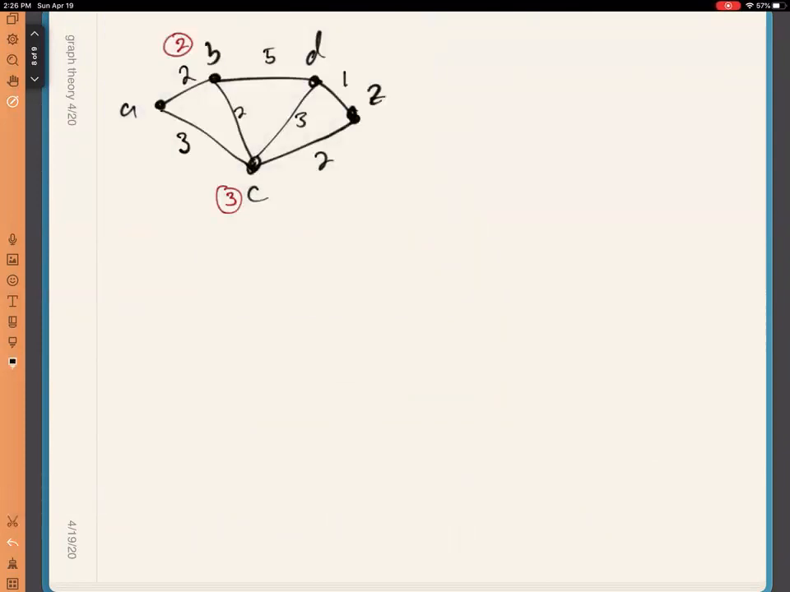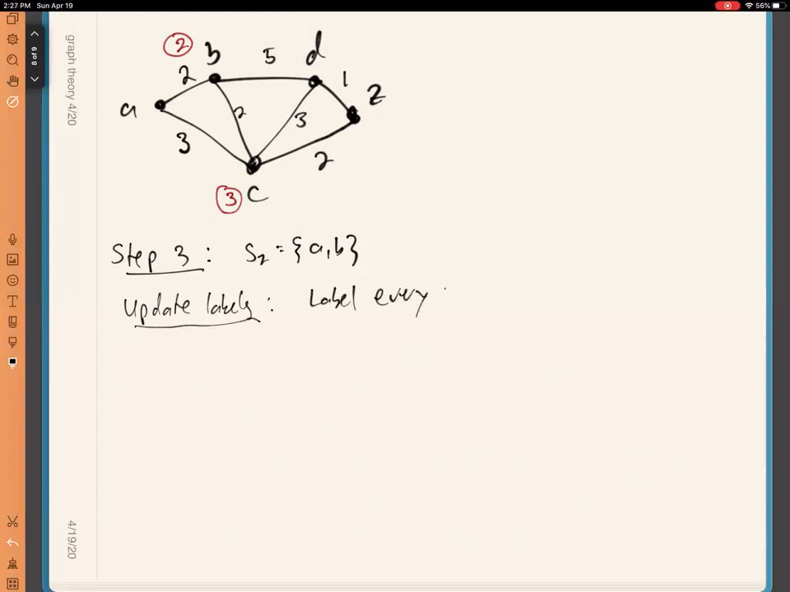Okay, and so now let's move on to, I just described step 2. Let's move on to step 3. So remember, we have this set S2 from the original step, which was collecting A and B together. And now what I'm going to do is update the labels, possibly adding new labels. Right? And so in this case, what I'm going to do is label every vertex that I can reach by a path through vertices in S2.